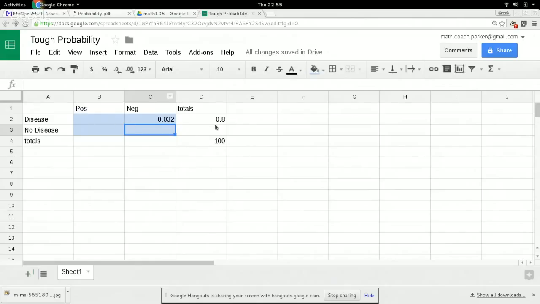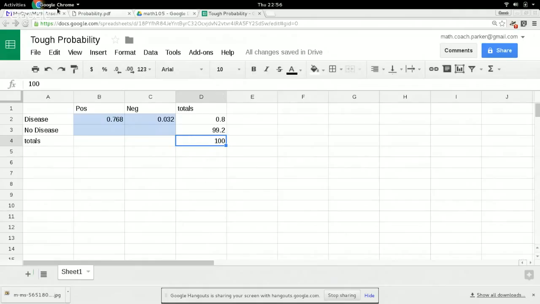This row has to add up to 0.8. So to get this missing number, I just find out what is the difference between the total and the number of false negatives. Okay, so there's this many people that have the disease and test positive. All right, other area. This column here has to add up to 100. And so this cell right here must be 100 minus 0.8. Okay, so 99.2 people do not have the disease out of 100.